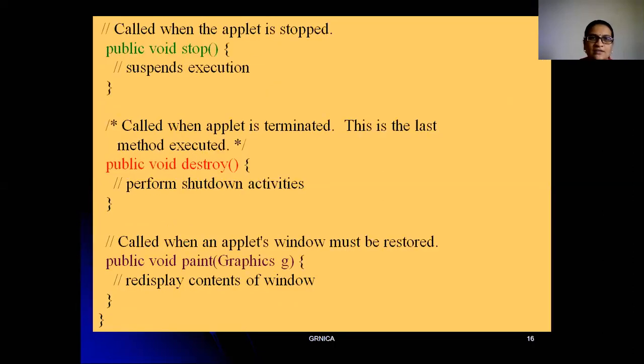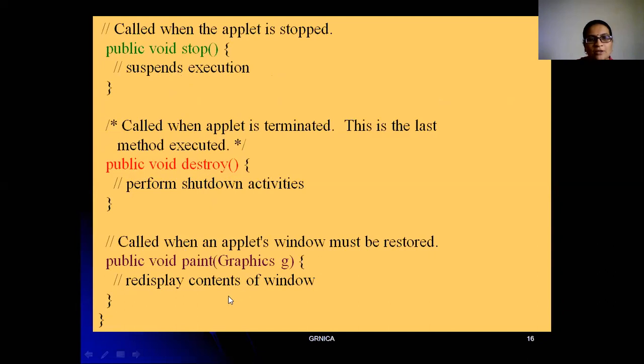Start, and this is the stop method. This is just suspending the execution, and you can resume it via the start method. And this is destroy. This is completely shutting down the activities, I mean, it terminates the applet's execution. Stop is just suspending. Destroy will terminate the applet execution.